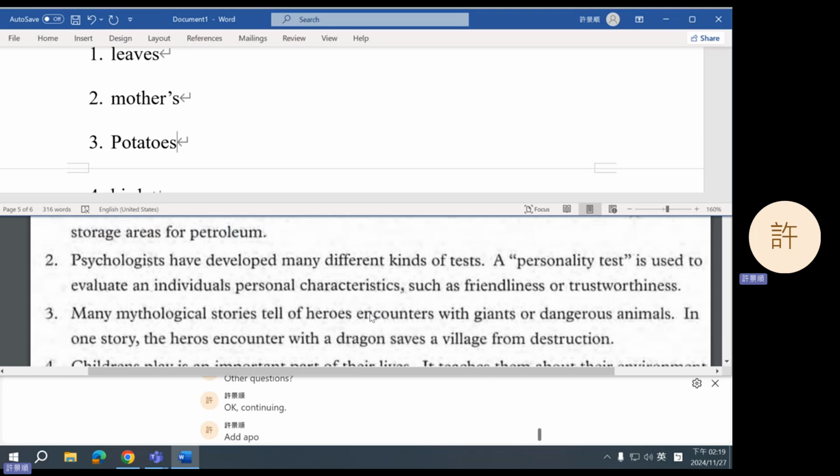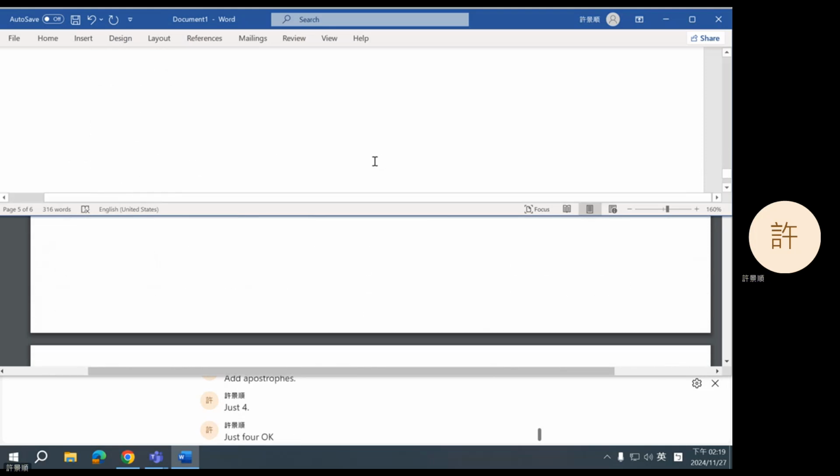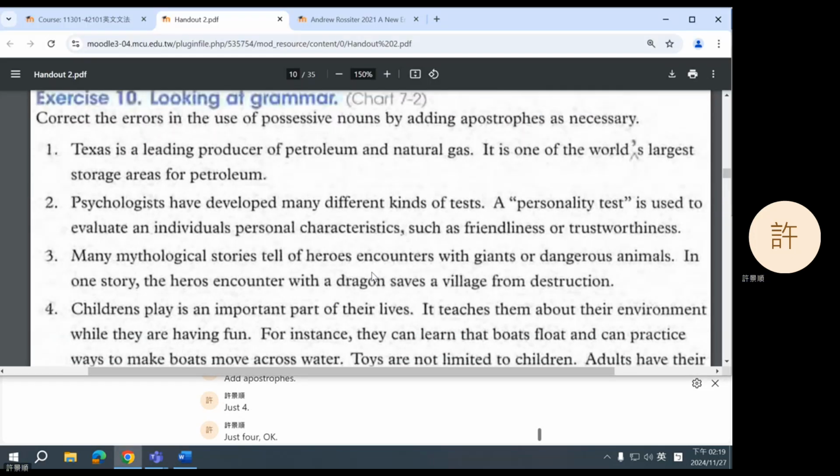Add apostrophes. Just 4? Just 4. Okay. There's only 4, right? I'll give you 2 minutes. There's actually only 3. The first one is an example.